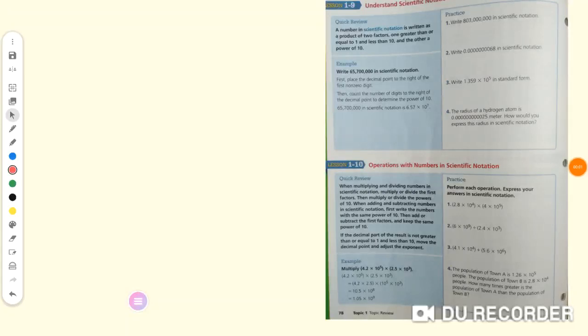Okay, continuing our revision for preparing for the exam tomorrow, inshallah. Okay, lesson number 19, which talks about scientific notation.